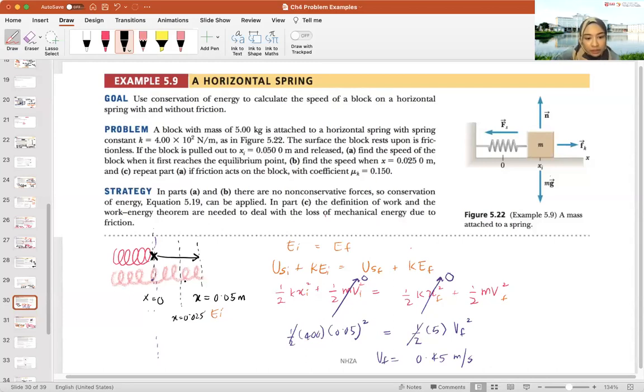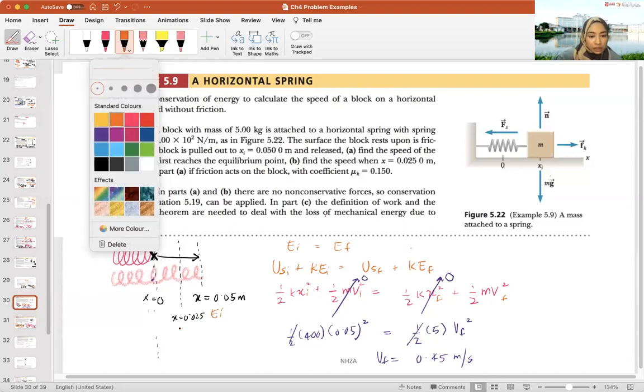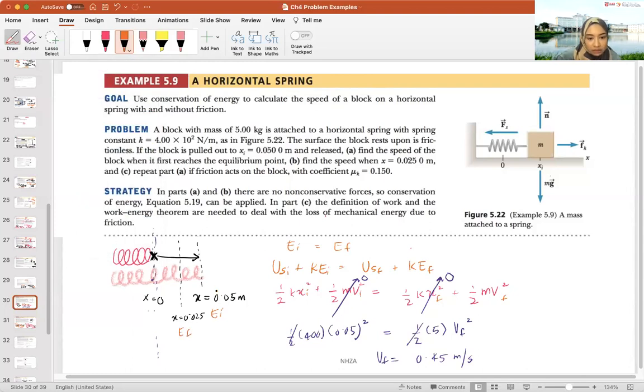So dia daripada sini, dia patah balik. So sebelum dia sampai sini, dia patah balik ke sini. What is the V final here? So that is what the question is asking. 0 to 5. So now that becomes our E final. EI is here, E final is here, and we want to know what is the V over here. So now kita kena adjust kita punya equation. So EI equals to EF.